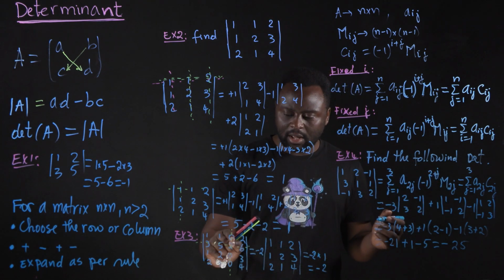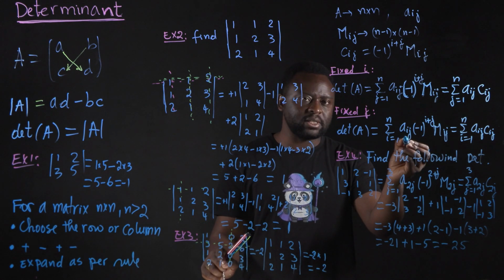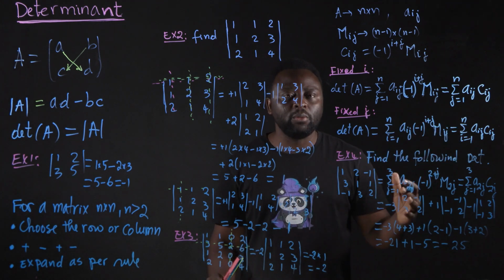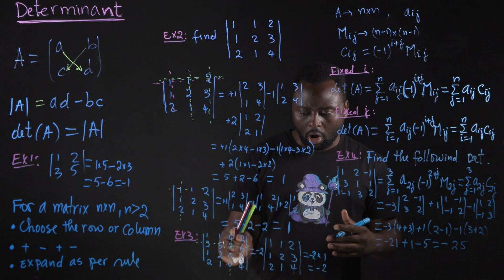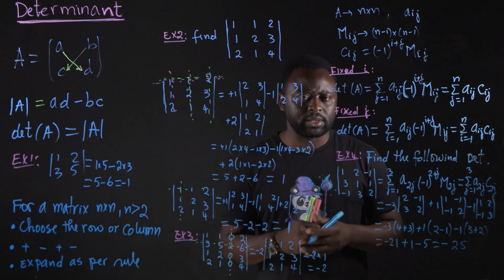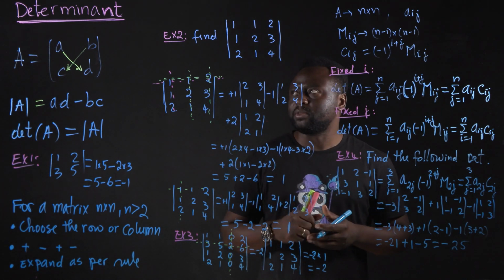Because if the entries are 0, you see that it will make the computation easy. 0 multiplied by any minor or any cofactor will always be 0. That's why we wisely choose the column or the row that contains the highest number of zeros in the matrix to do our expansion. This is all for the introduction of the determinant.